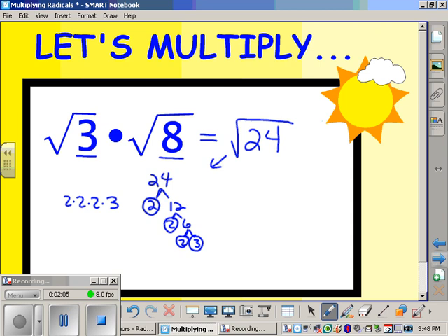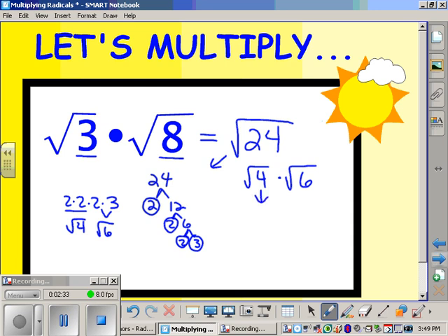Now from here you underline any pair of numbers. So we have the 2 and the 2. The other 2 and 3 that are not the same number are going to be multiplied together and will remain under the radical. So this one is square root of 4. So let's go back under the square root of 24 and put square root of 4 times the square root of 6, because that's what the square root of 24 breaks down into.